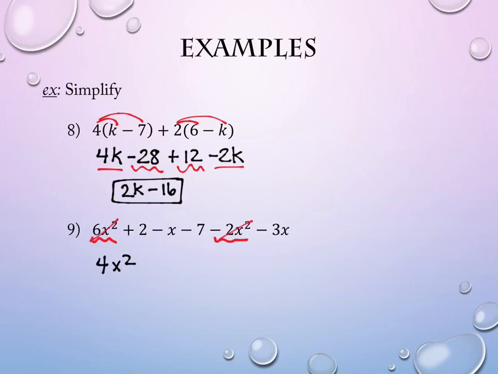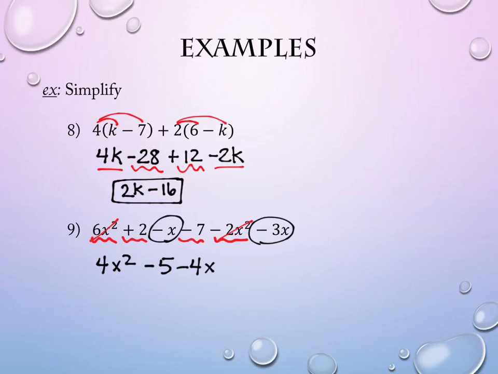So tell me another two terms, or another however many terms are alike. What else do you see? Positive 2 and negative 7. Okay, so if you want to go in order, it's totally fine. There's a positive 2 and a negative 7. What would that give you? Minus 5. Right, negative 5. And then my last pieces that I haven't dealt with so far are the negative x and the negative 3x, which are negative 4x.